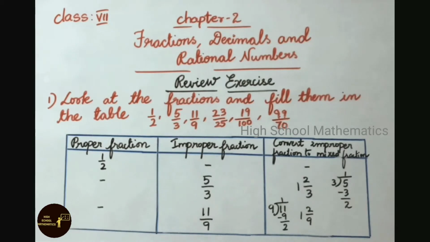Now let us convert this to a mixed fraction. First we have to do division. 3 ones are 3. So 5 minus 3, remainder 2. So the mixed fraction will be 1, 2 by 3.